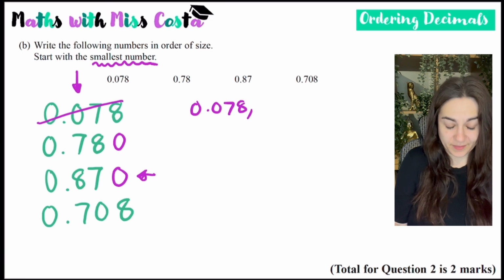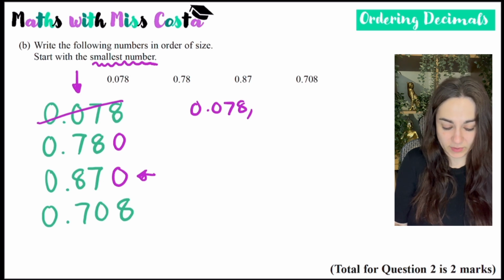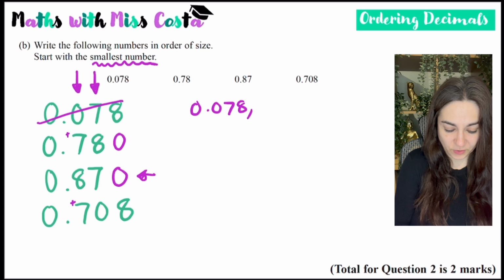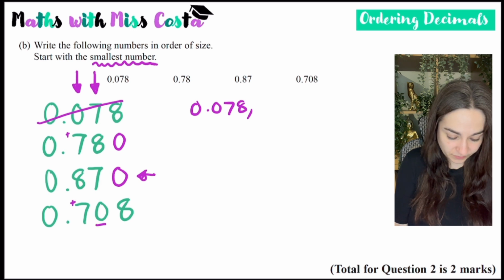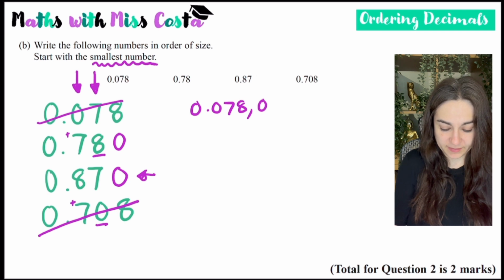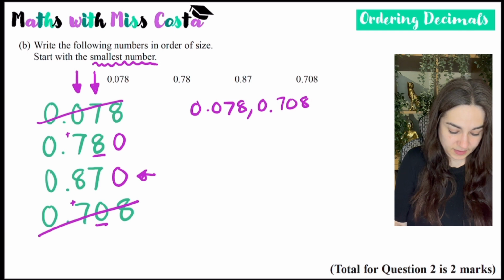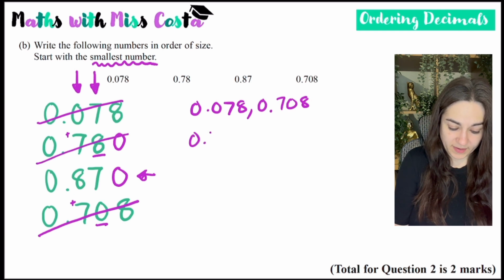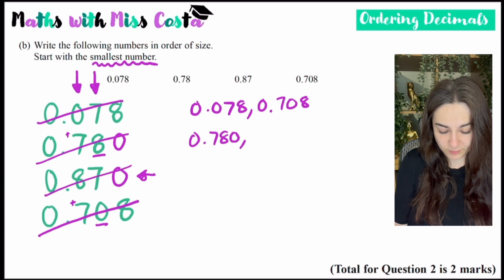Then I look to see what the next smallest number is. I've got 7 here and 7 here. They're both equal, so I'm going to look in the next column, which is the 100th column. And 0 is smaller than 8, so I know that this is going to be my next decimal. And then once again, I know that 7 is smaller than 8, so this must be the next one, and this must be the final one.